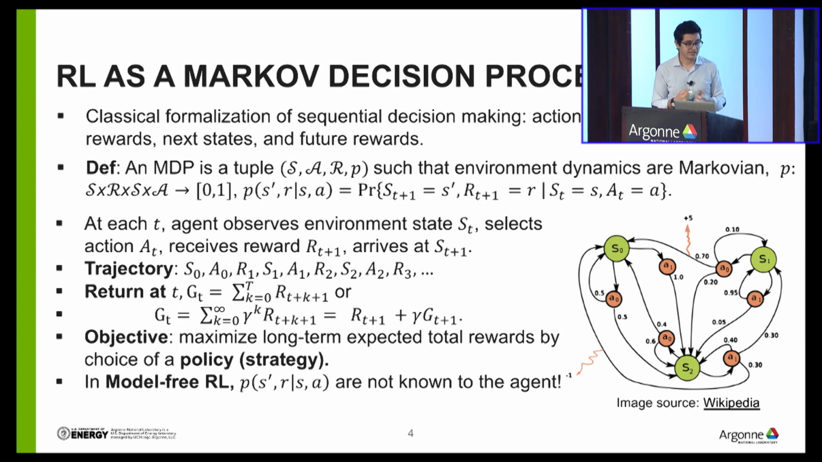So in model-free reinforcement learning, as opposed to model-based reinforcement learning, the transition probabilities, or the stochastic function that maps every pair of state-actions to a new state and reward, are not known. Having that said, how can we solve this problem?